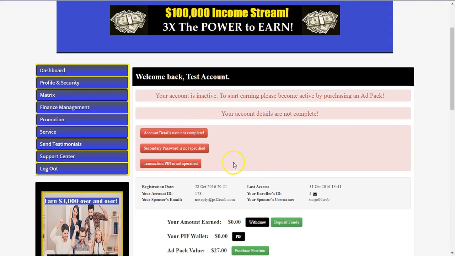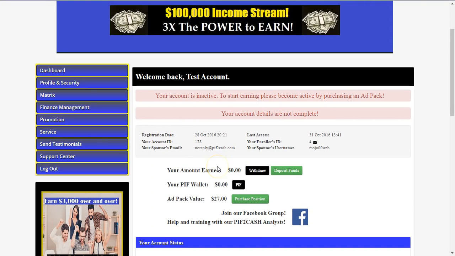information. Also, it says here that the secondary password is not specified. That means that is not set up in your security, and you need to set that up, as well as your transaction PIN. So if you have not set up your account details, you will get this warning symbol, and if you click that button, it'll disappear.